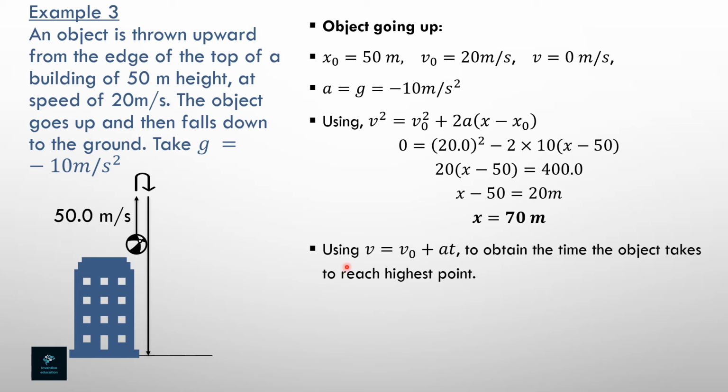Using the equation v is equal to v0 plus at, we obtain the time the object takes to reach the highest point. Since v0 is 20 and v is 0, we get 0 is equal to 20 minus 10t, and t is equal to 2 seconds. Therefore, this object goes upwards for 2 seconds.